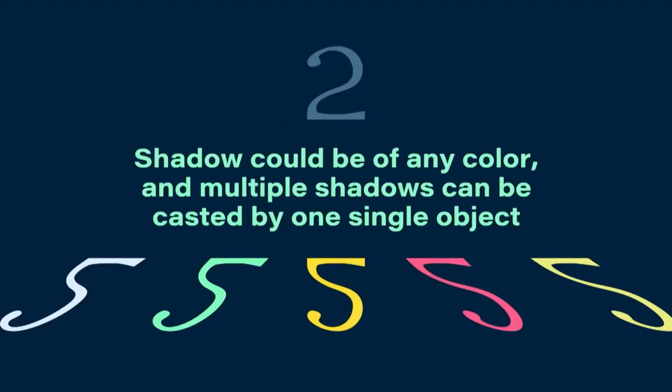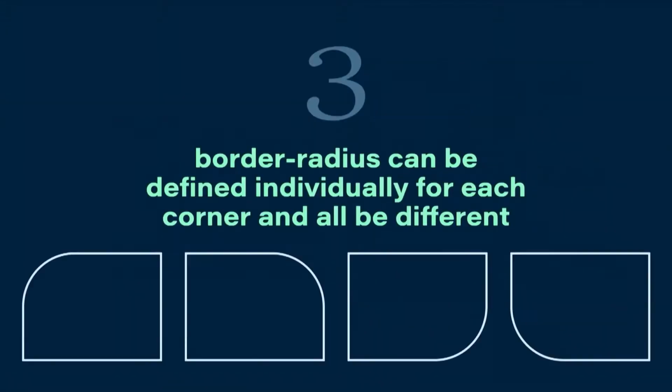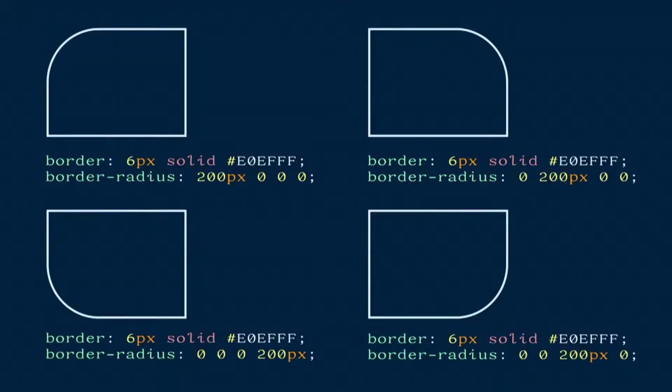Second is that shadow could be of any color, and multiple shadows can be casted by one single object. Like so, we have many shadows all in different colors here, to draw this colorful keyboard. And third thing is border radius can be defined individually for each corner and all be different for each corner.